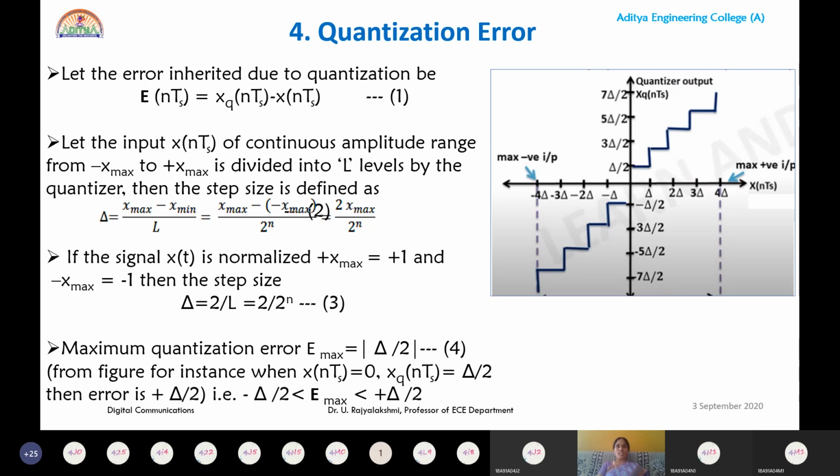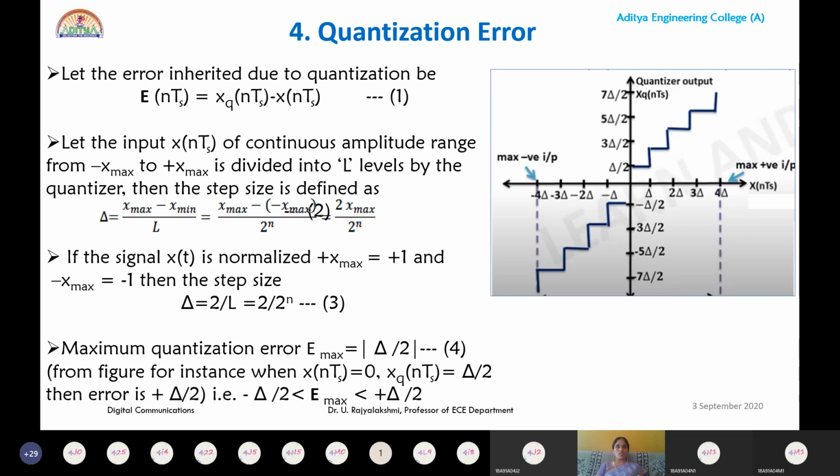But what is L? L is the number of discrete amplitude levels or representation levels. You can equate that to 2 power n, where n is the number of bits per sample. Okay. If the signal x of t is normalized, the x max will be equal to 1. So therefore, you can replace x maximum as 1 for normalized input. So you can get delta as 2 by L. So you can directly equate that as 2 by 2 power n, because L equals 2 power n.